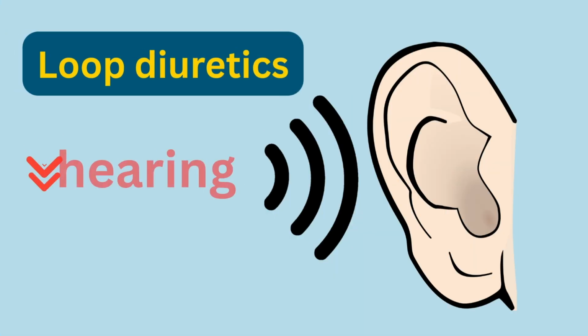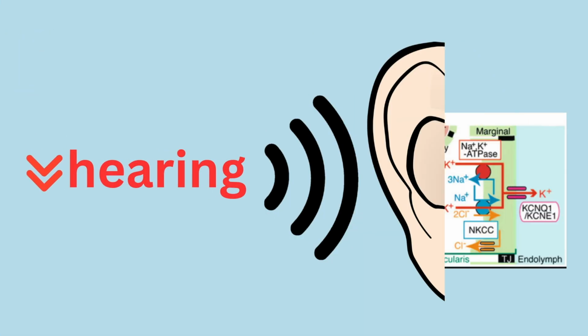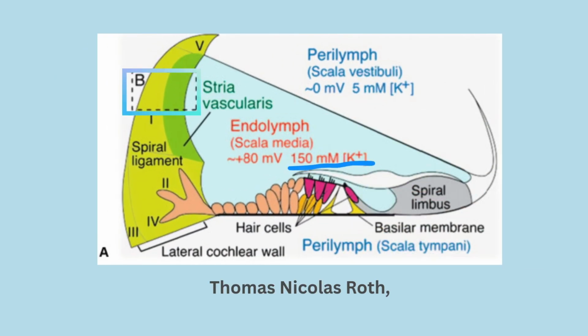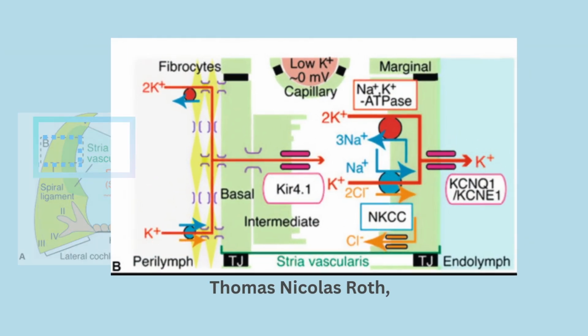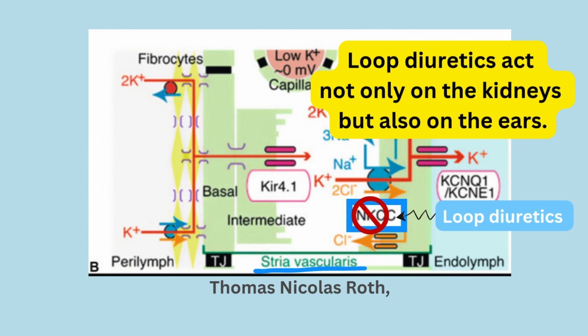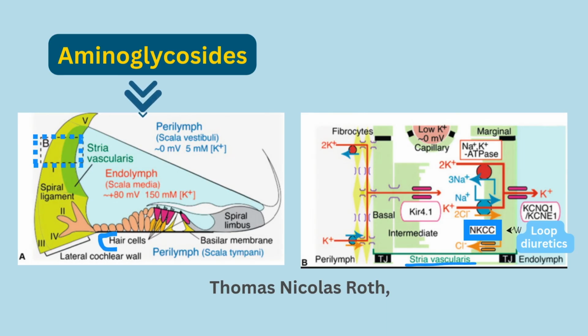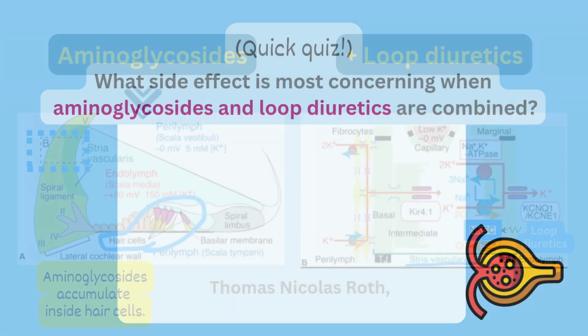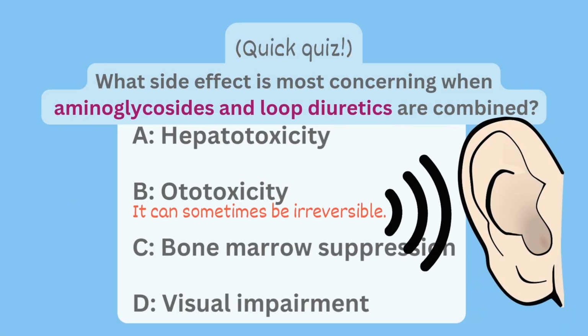Loops alone can impair hearing. Why? Cochlea's hair cells sit in potassium-rich endolymph. KCC2 transporters in the stria vascularis maintain this potassium gradient. Blocking them disrupts the ionic balance, causing tinnitus and hearing loss. Aminoglycosides make it worse. Together with loops, the risk of irreversible ototoxicity rises sharply.